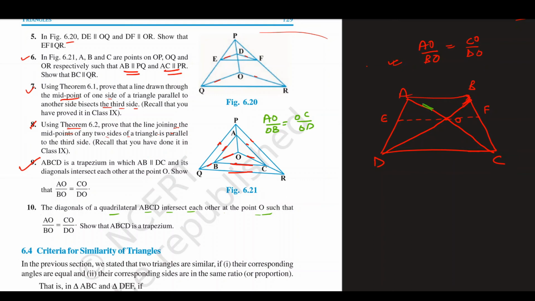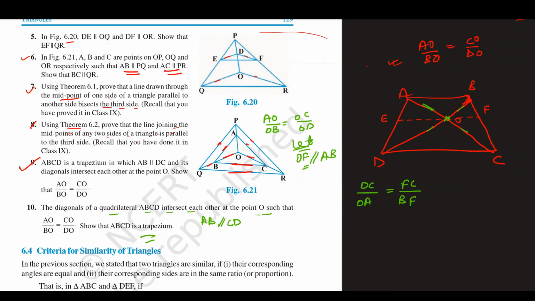In order to prove that ABCD is a trapezium, we have to prove that AB is parallel to CD. Okay, we have to prove this. So we first make a construction that OF is parallel to AB. Let us create a point F such that this is true. Then we can say that OC upon OA is equal to FC upon BF.